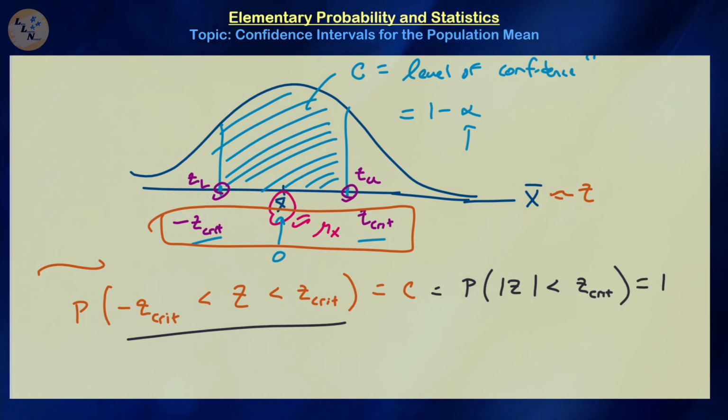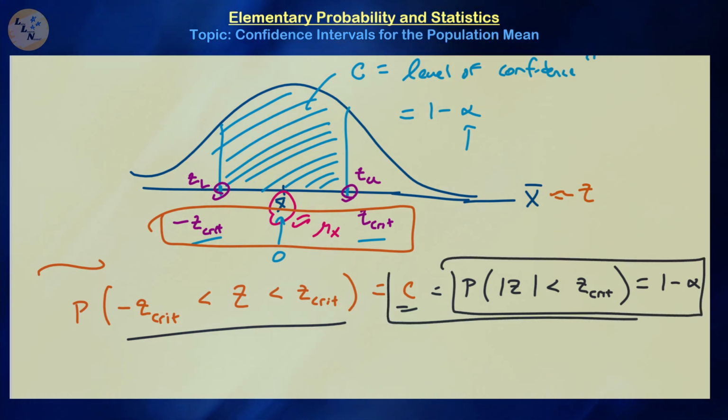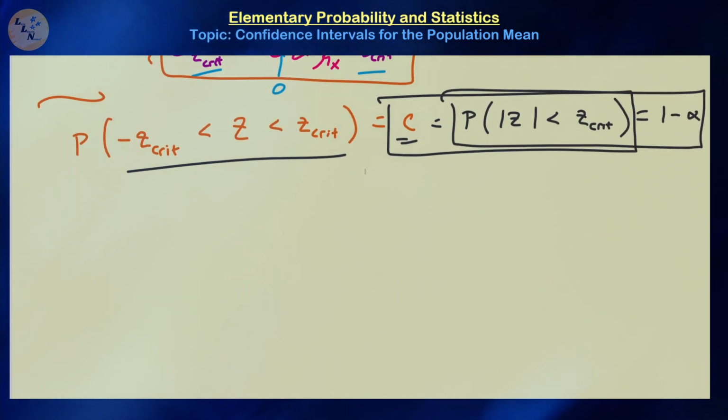And again, another way of representing this instead of C is going to be 1 minus alpha. So we have this particular statement or this particular statement, whichever one you prefer. They are equivalent, but they say the same exact thing. So the probability that a z random variable lies between these two z critical values is equal to our level of confidence. So what variables are associated to a z distribution?